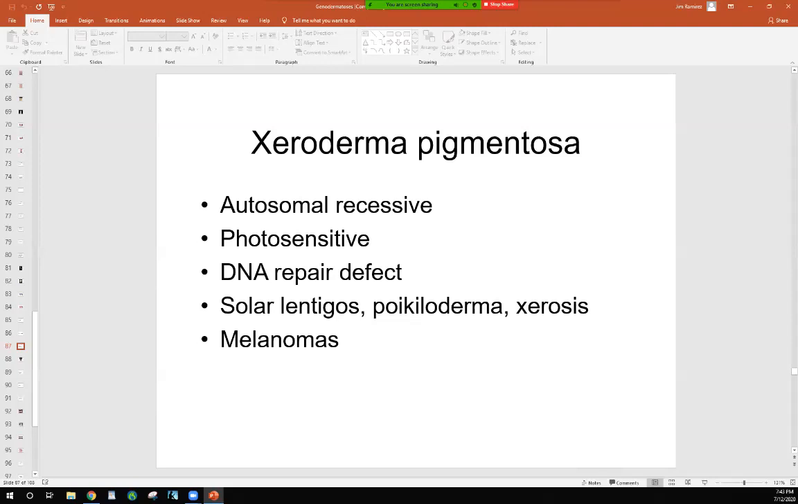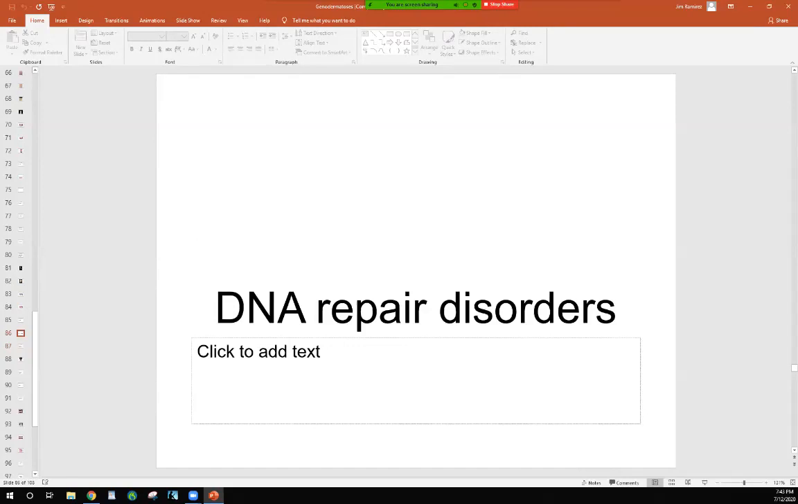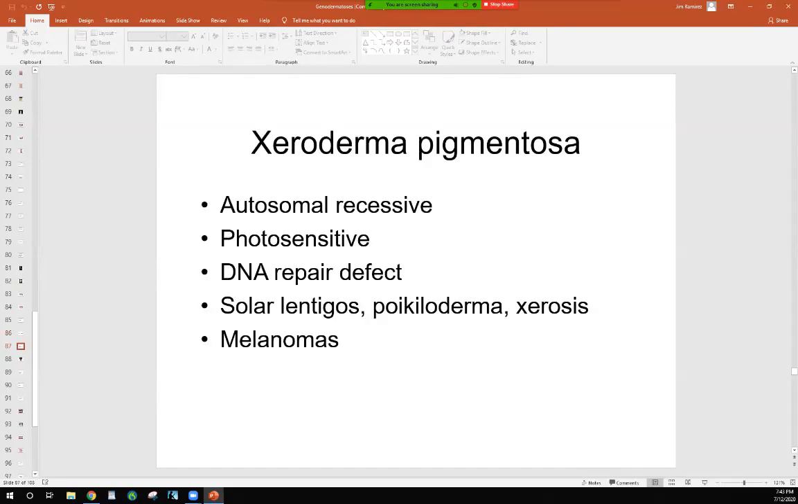But in the context of what we're talking about here, we're talking about poikiloderma. We're not going to talk about the melanomas that you see with this. We're not going to talk about the squamous cells because the histology of those is just going to be like any other melanoma or squamous cell carcinoma. But in the context of DNA repair disorders, we will talk about poikiloderma because that is the binding theme of these conditions that I'm about to talk about.